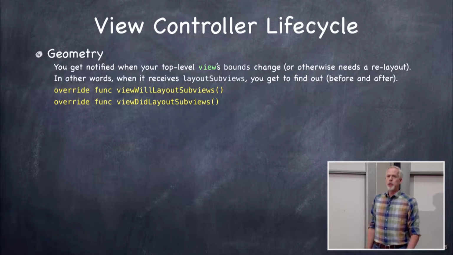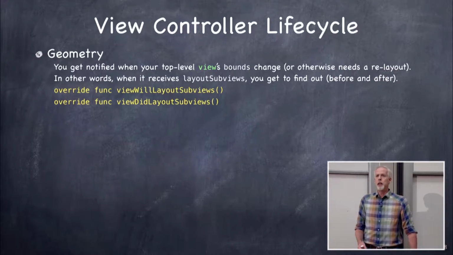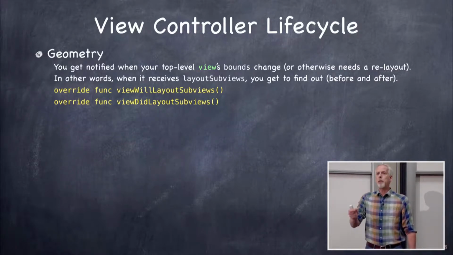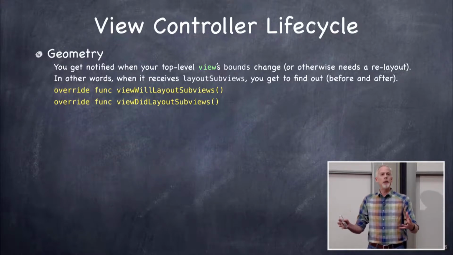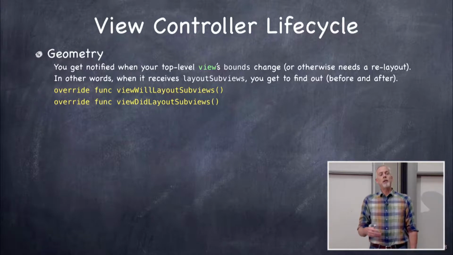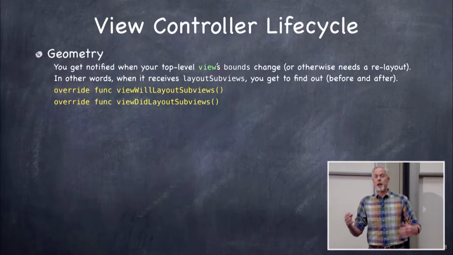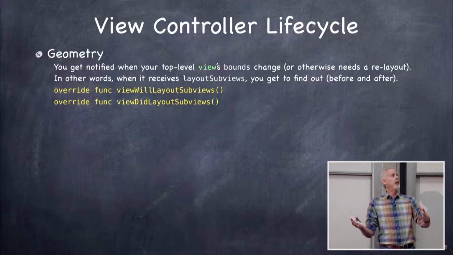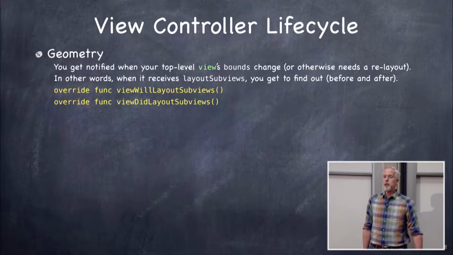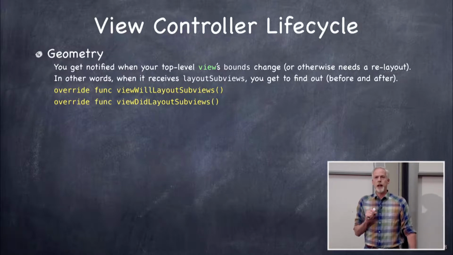So where do you do geometry? Well, you might think, oh, I can do it in viewWillAppear, because I'm just about to appear, and so my geometry will be right. No. Okay, you would think that, but that'd be wrong. You obviously can't do it in viewDidAppear, because now you're already on screen. It's too late, okay, to do anything about geometry. So the place you do geometry is in these two methods, viewWillLayoutSubviews and viewDidLayoutSubviews.